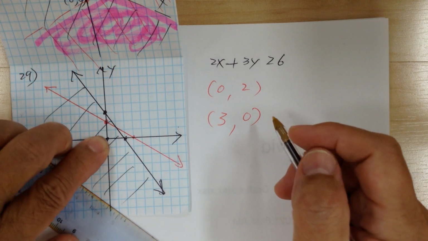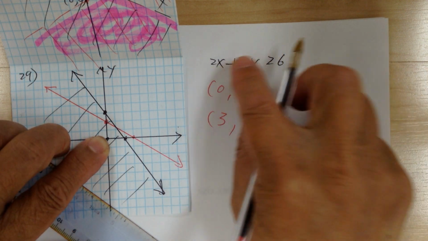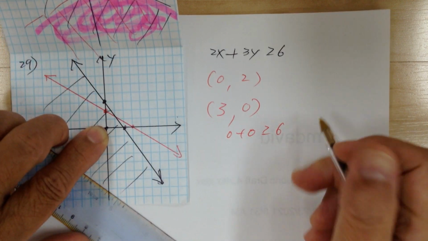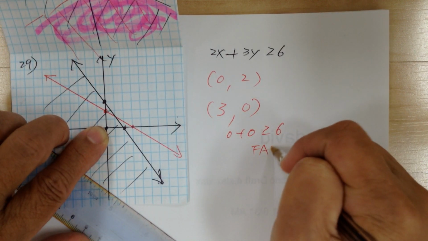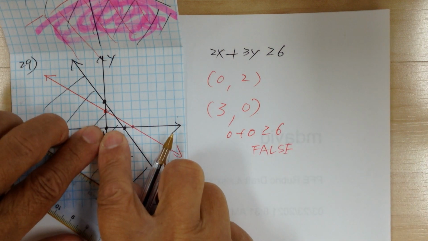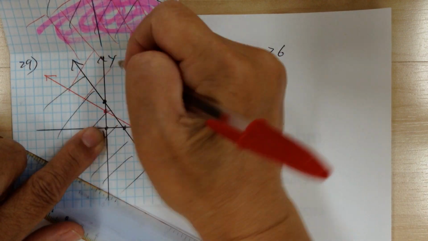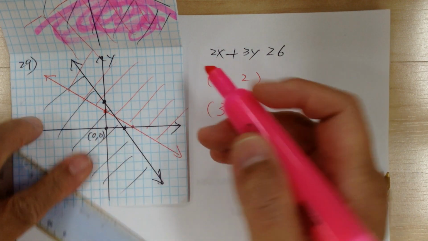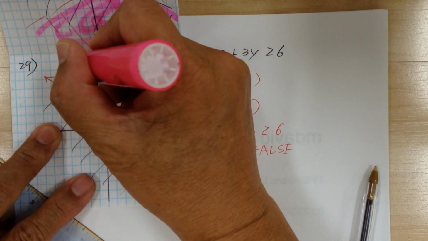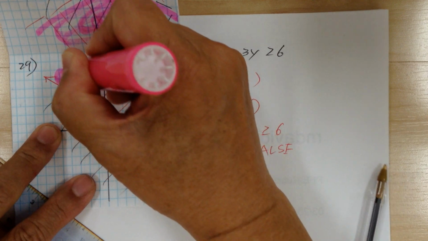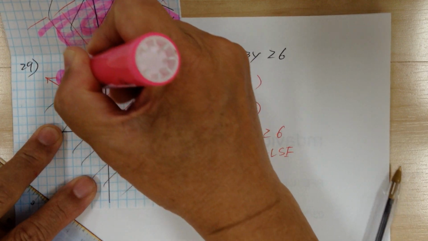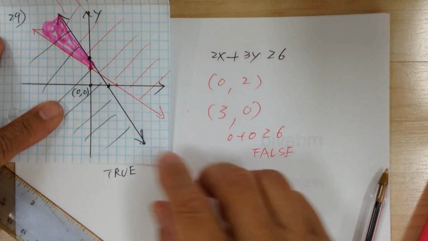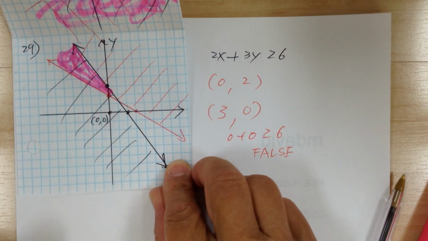Okay, again, I'm going to use 0, 0 as my testing point. So put 0, 0 in here. You're going to get 0 plus 0 is greater than or equal to 6, so this is false. So this point is false, means you have to shade in the other side. Okay, so your final answer is the region that shaded twice, so it's this region right over here. Okay, and that's it for number 29.